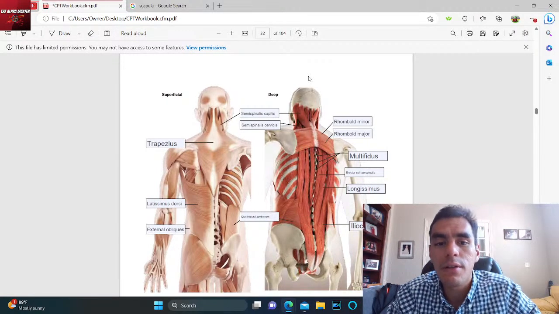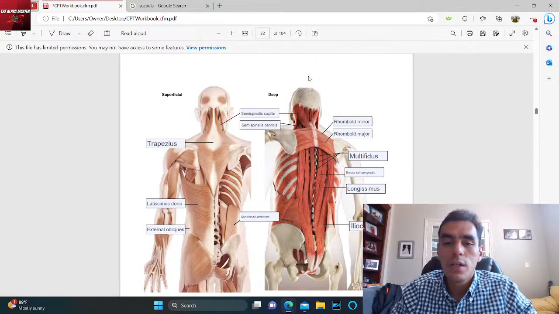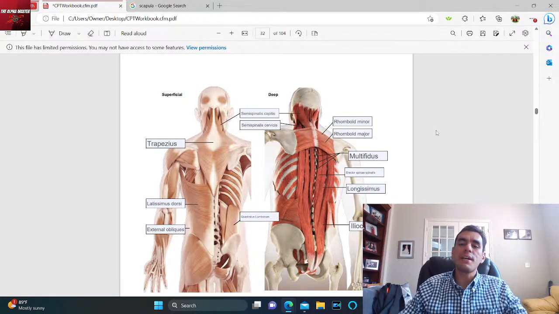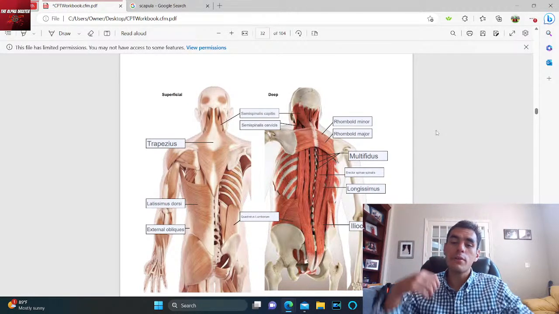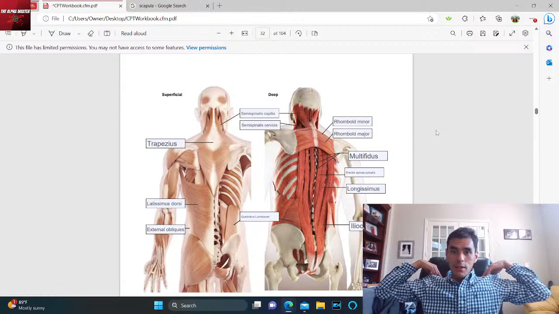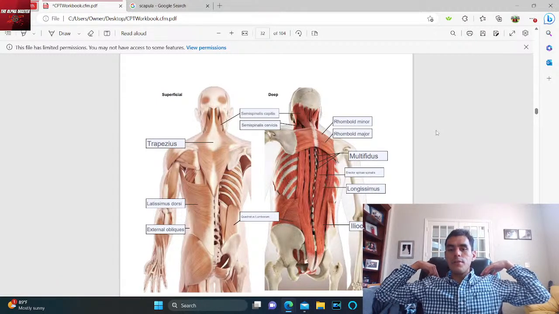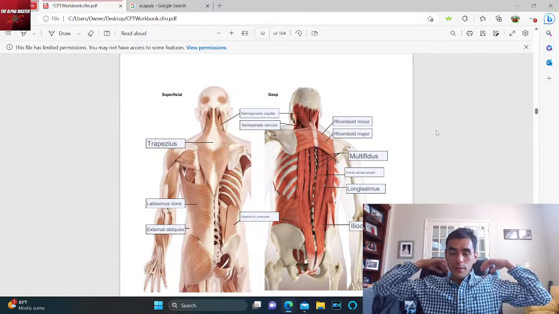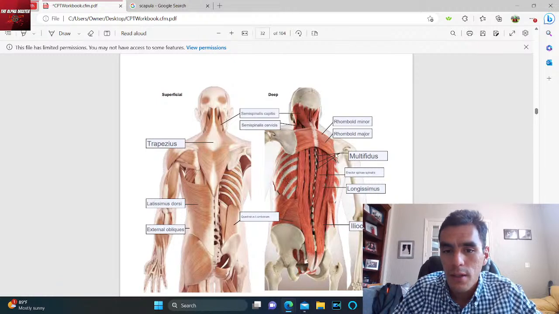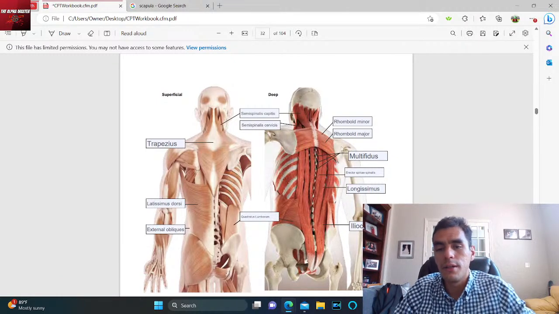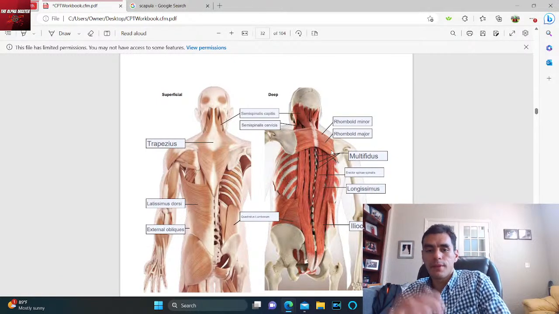In the neck, you have the semispinalis capitis and the semispinalis cervicis. You have the rhomboid minor and major. The rhomboid minor is going to be the upper side of the trapezius, and the rhomboid major is going to be in the middle. It's going to be all that dense side around the trapezius.